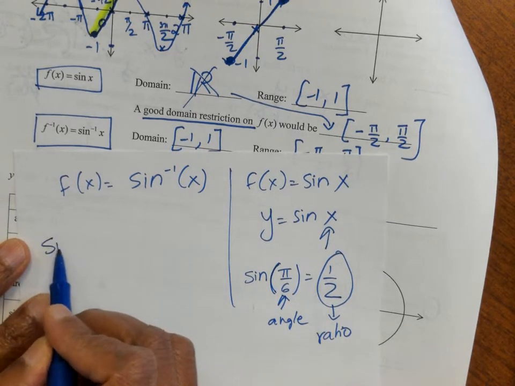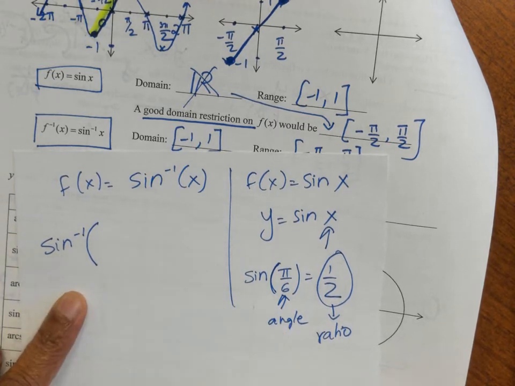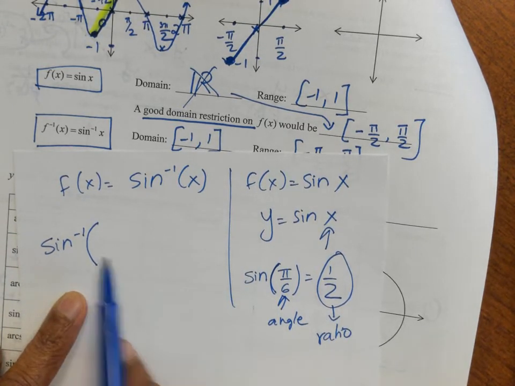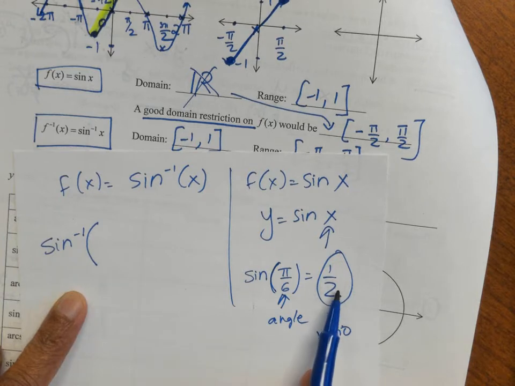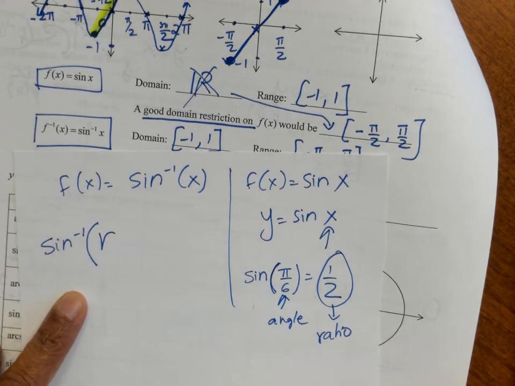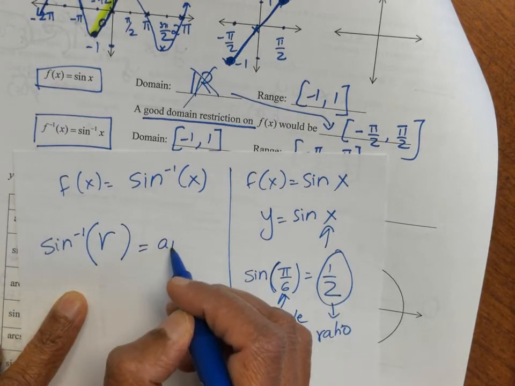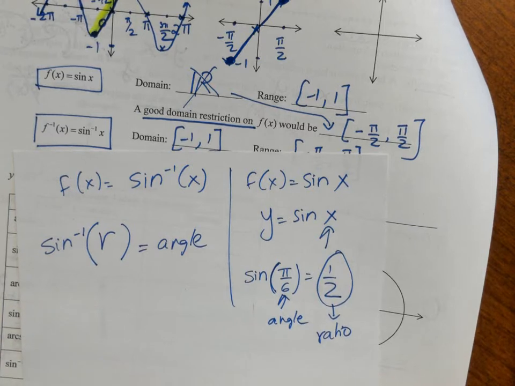So what does it mean in this case? So sine inverse, what do you think this x is going to be? Because remember we are switching the domain and range. The output of sine is a ratio, so the input here will be a ratio. So the input for sine inverse is always a ratio, and the output is the angle.